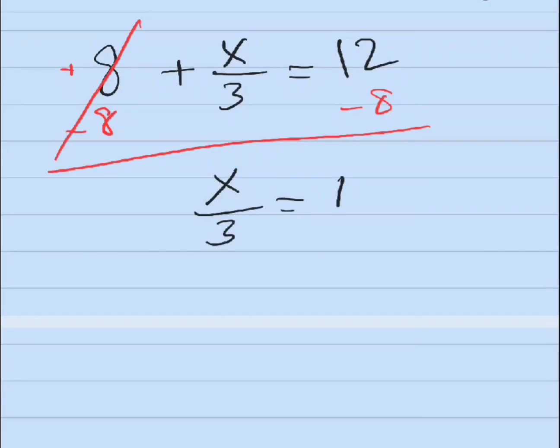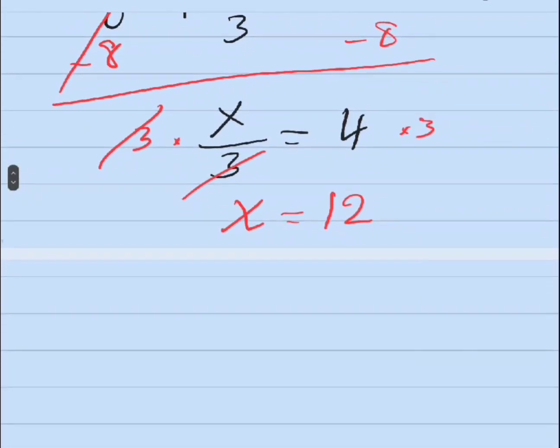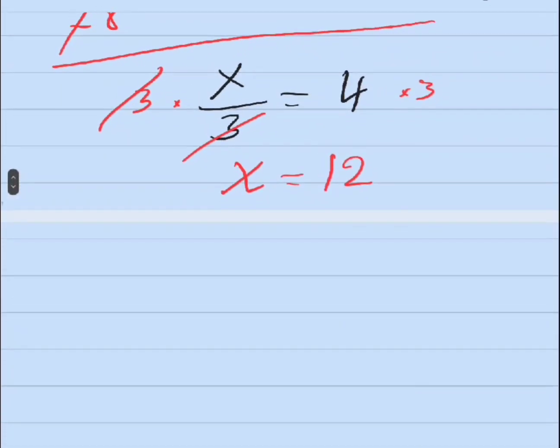Now, in the next step, I'm going to multiply both sides by 3. So on the left, the 3's will cancel. On the right, we have 4 times 3, which is 12. And so that's going to be the answer for this problem. X is equal to 12.